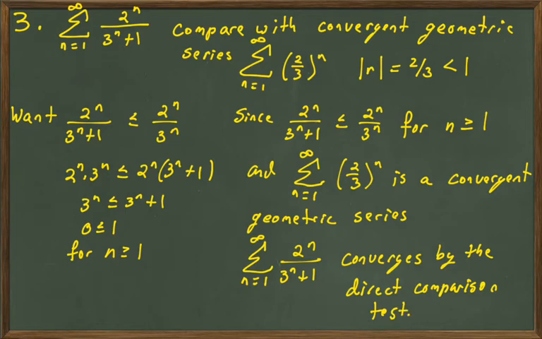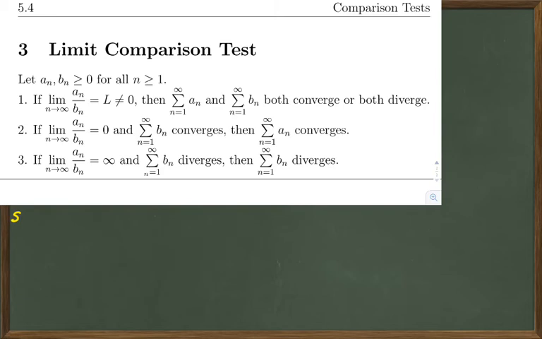So that is the direct comparison test. Now we're going to take a look at the limit comparison test. If I were given the choice of using the comparison test, I would always want to use the limit comparison test because it's typically easier to use. So the limit comparison test says that if a sub n and b sub n are greater than or equal to 0 for all n greater than or equal to 1, and of course we want to make sure that the b sub n is not 0.